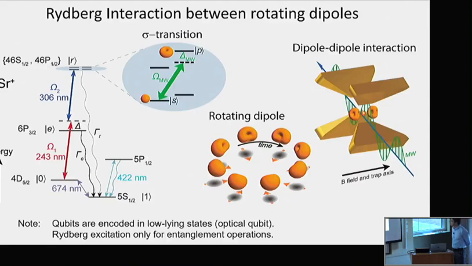In reality, it's a little bit more complicated. You, of course, drive a sigma transition here. Due to that, you actually get a rotating dipole instead of a linear oscillating dipole. What we then do is, of course, we put two such ions next to each other in the ion trap and apply this microwave field perpendicular to the compensation axis, and then you get rotating dipoles that are rotating around the axis.